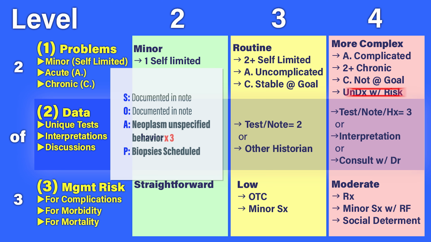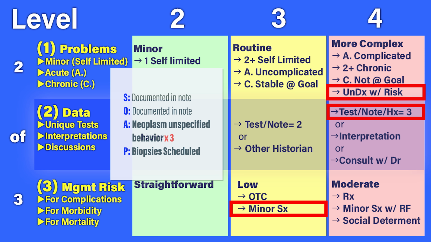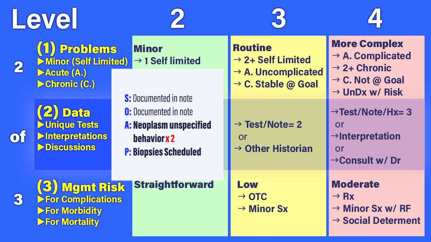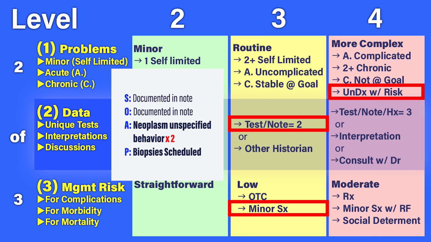A patient presents with neoplasms of unspecified behavior on the nose, back, and chest, with a differential that includes skin cancer. Biopsies are scheduled for next week. This is a Level 4. A patient presents with neoplasms of unspecified behavior on the nose and chest, with a differential that includes skin cancer. Biopsies are scheduled for next week. This is a Level 3.